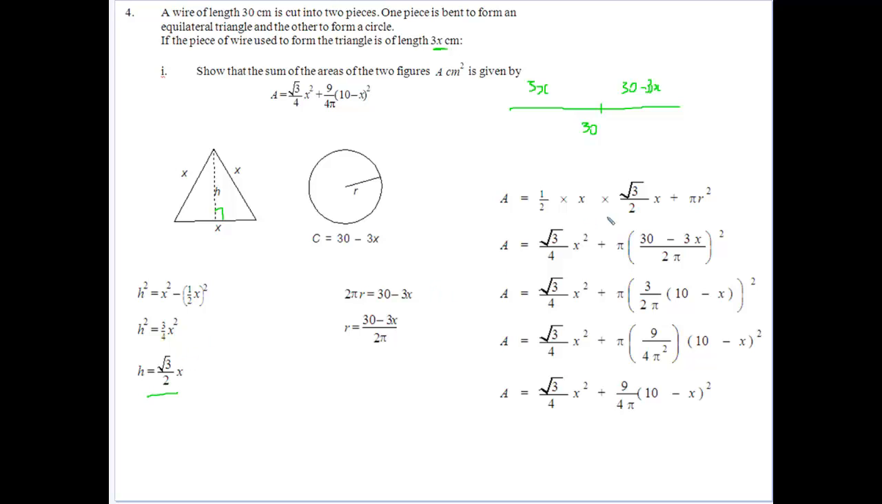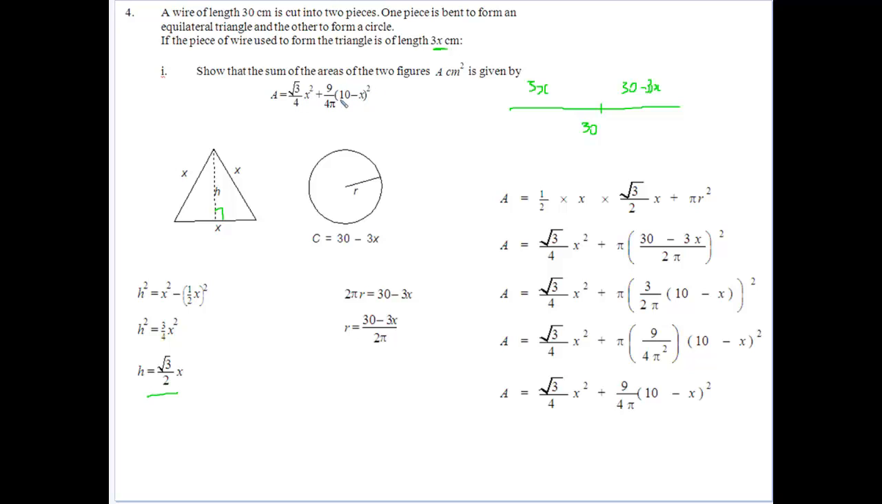Because if we look at our area, the area of this one would be the half base times the height, and pi r squared. So we needed h in terms of x, as well as r in terms of x as well. That's what we're doing in this part, to be able to substitute and get our base and our height. So we had our base in terms of x, there's our height, so that's h, and we got the pi r squared.